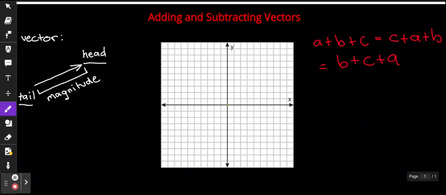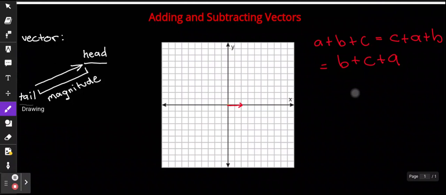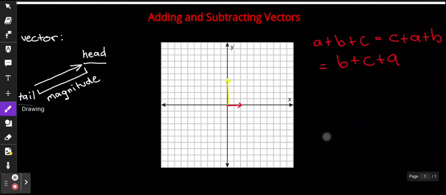So let's say I have 3 vectors. In this case, I have 2 units to the right. That's 1 vector. I have 4 units up. That's 1 vector. And I have another vector that is diagonal up and to the right. Okay, so we can choose any of these 3 to be A, B, and C. We can do red and blue, red and yellow, or blue and yellow as our first addition.